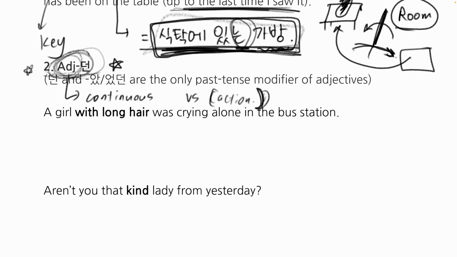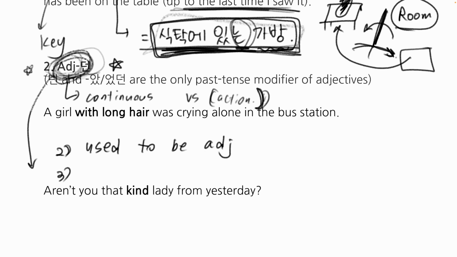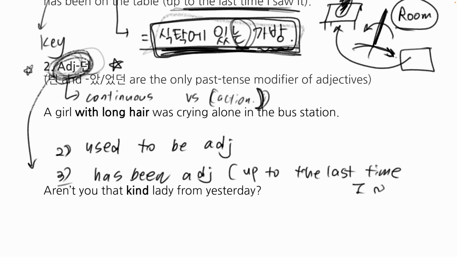So when using adjective with 던, it really narrows down to only two meanings. The second one and the third one. The second one would be somebody or something used to have that trait, right? Or the third one, someone or something has been adjective as far as I remember. Up to the last time I saw her, but you're not sure whether something or someone still continues to be adjective. So it can mean one of the two meanings.